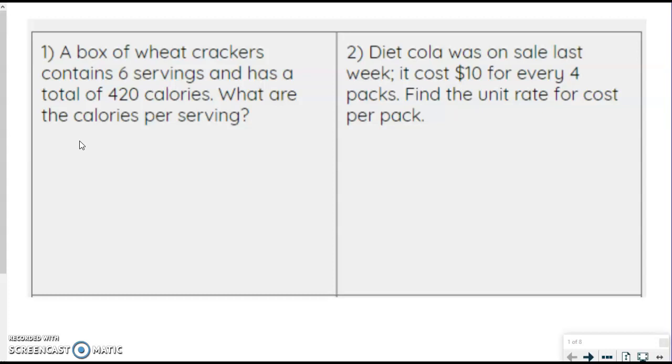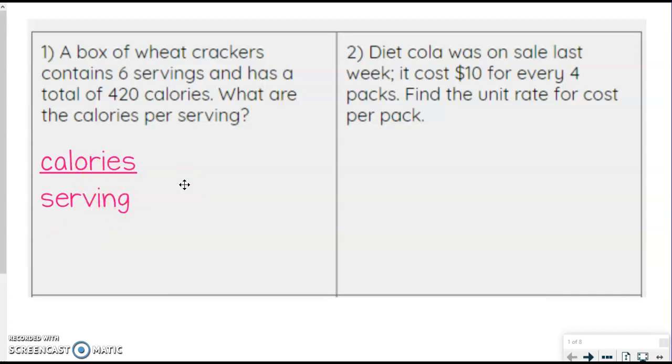A box of wheat crackers contains 6 servings and has a total of 420 calories. What are the calories per serving? So first off, let's look at what are the two quantities we're comparing. We're comparing calories to servings. When we write it like this, we're literally saying calories per serving. That's what the question says. So we want calories on top, servings on bottom, because we don't ever say servings per calories. That just sounds silly.